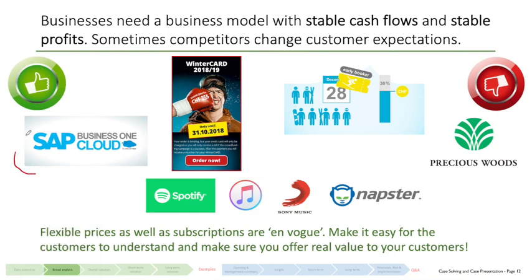SAP Cloud is a positive example because SAP used to be license-based, so companies needed to buy a new license every 3 to 5 years. So every 3 to 5 years, there would be a huge revenue and potentially a huge cash flow stream. But then we had to wait for 3 to 5 years to sell the new license. Now in the cloud, the customers basically pay a monthly fee, which obviously leads to stable revenues and stable cash flows.